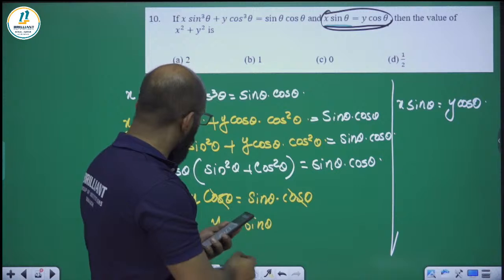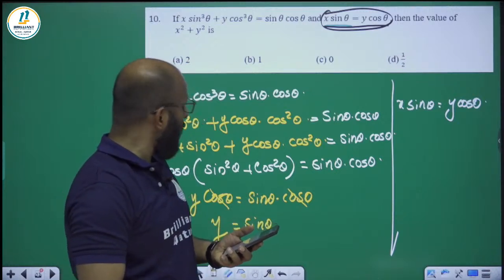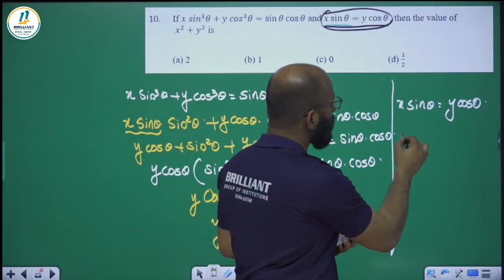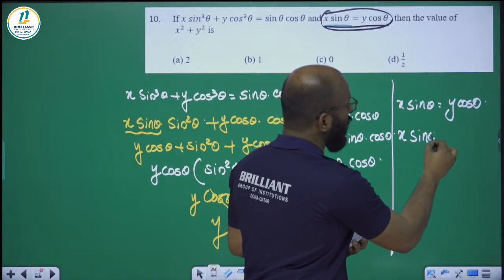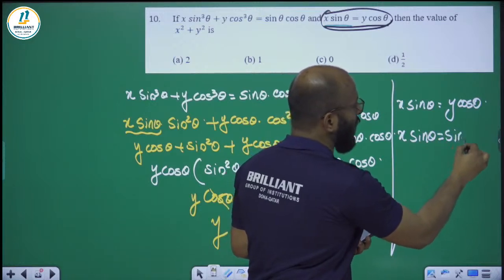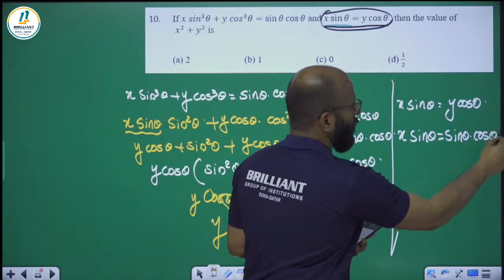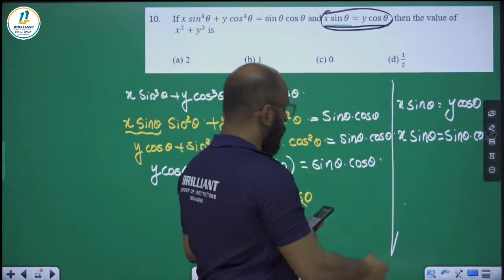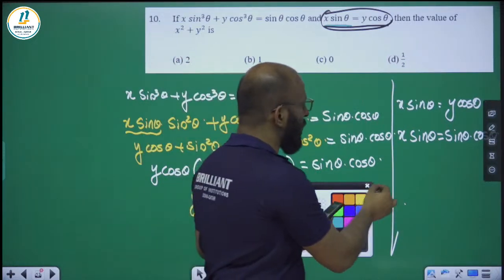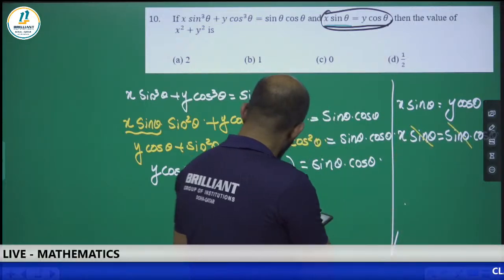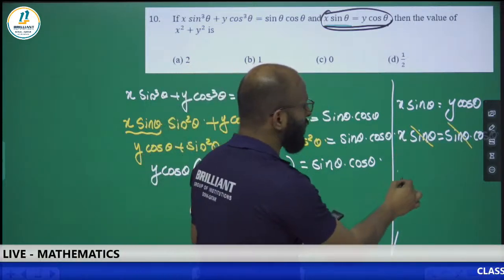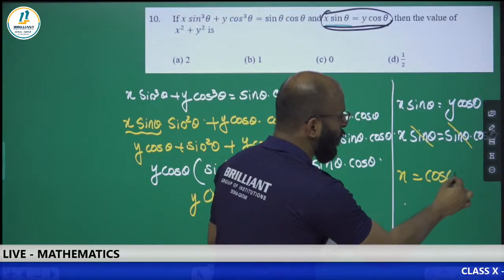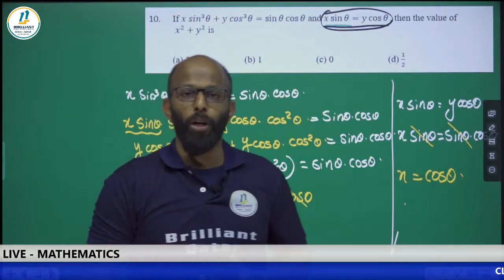See, we got the value of y. Y is sin theta, right? So x sin theta is equal to sin theta into cos theta. So from both sides we can cancel sin theta and sin theta. We'll get x is equal to cos theta.